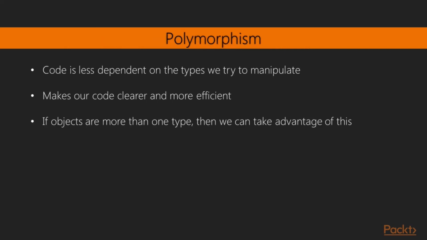Polymorphism allows us to write code that is less dependent on the types we are trying to manipulate. This can make our code clearer and more efficient. It means different forms. If the objects that we code can be more than one type of thing, then we can take advantage of this.